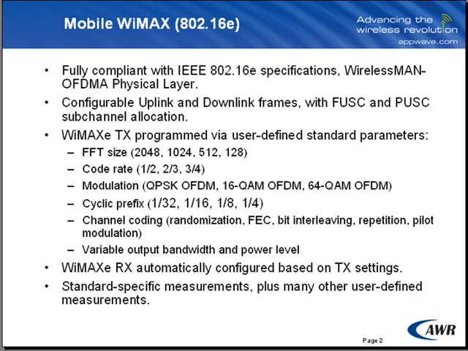The VSS signal generator is fully compliant with IEEE 802.16e specification. It can be either configured as an uplink or a downlink source, and one has control of various parameters such as FFT size and modulation type. In addition, a variable output bandwidth can be specified as well as the power level of the signal. The WiMAX receiver is automatically configured based on the transmitter settings.